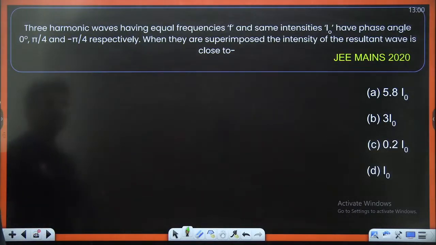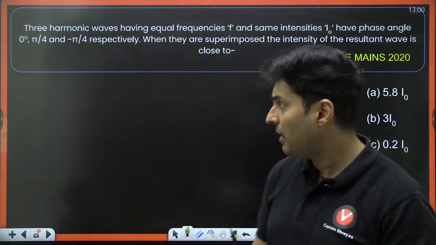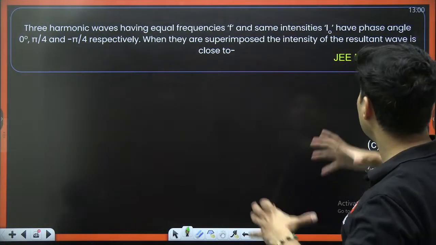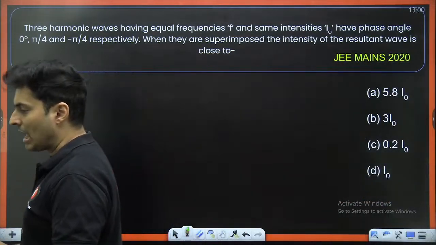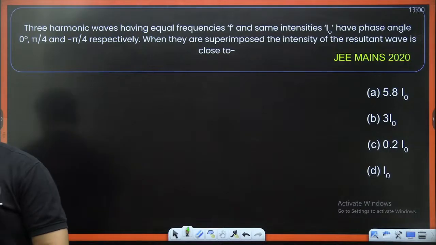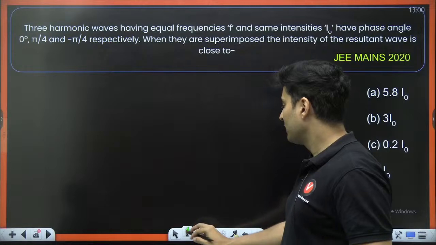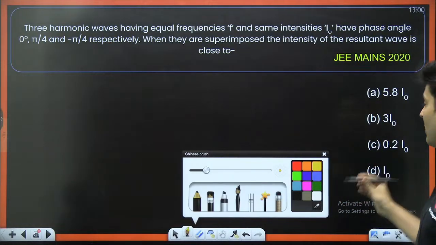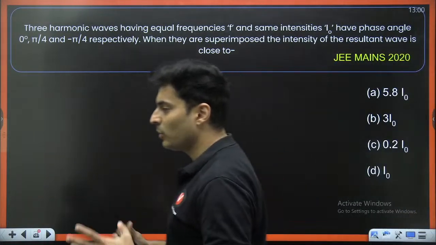JEE Mains 2020. 3 waves having equal frequencies and same intensities have phase angle 0, pi by 4 and minus pi by 4. When they are superimposed, the intensity of the resultant wave is close to, what do you think? 0, pi by 4 and minus pi by 4 are the phase angles of the 3 waves of same frequency, same wavelength, same intensity. When you get the resultant, what will happen?